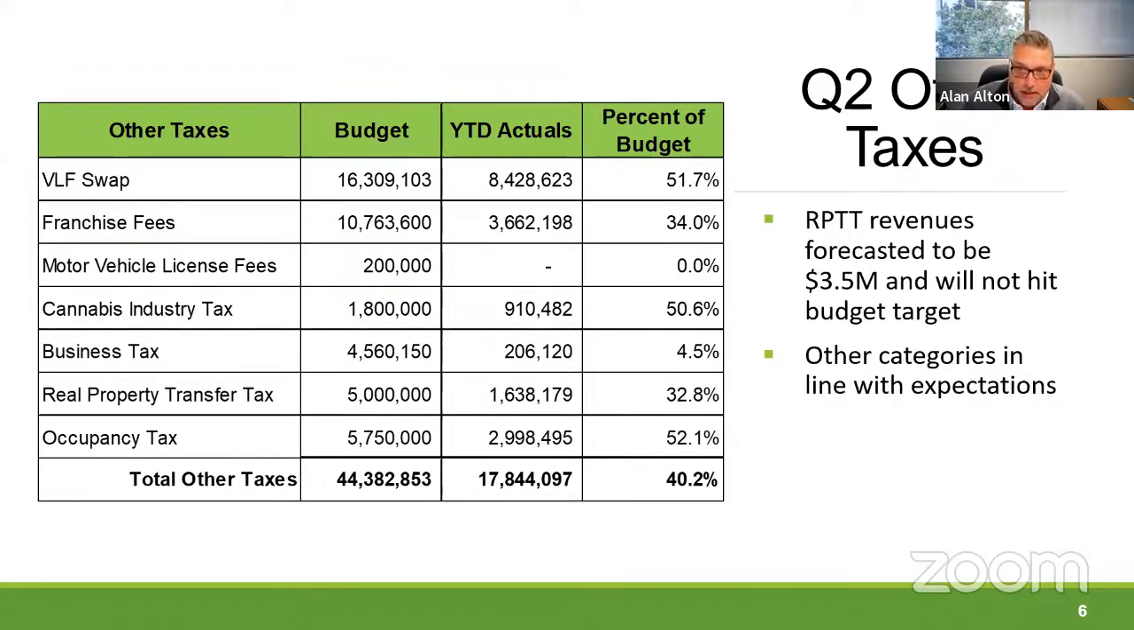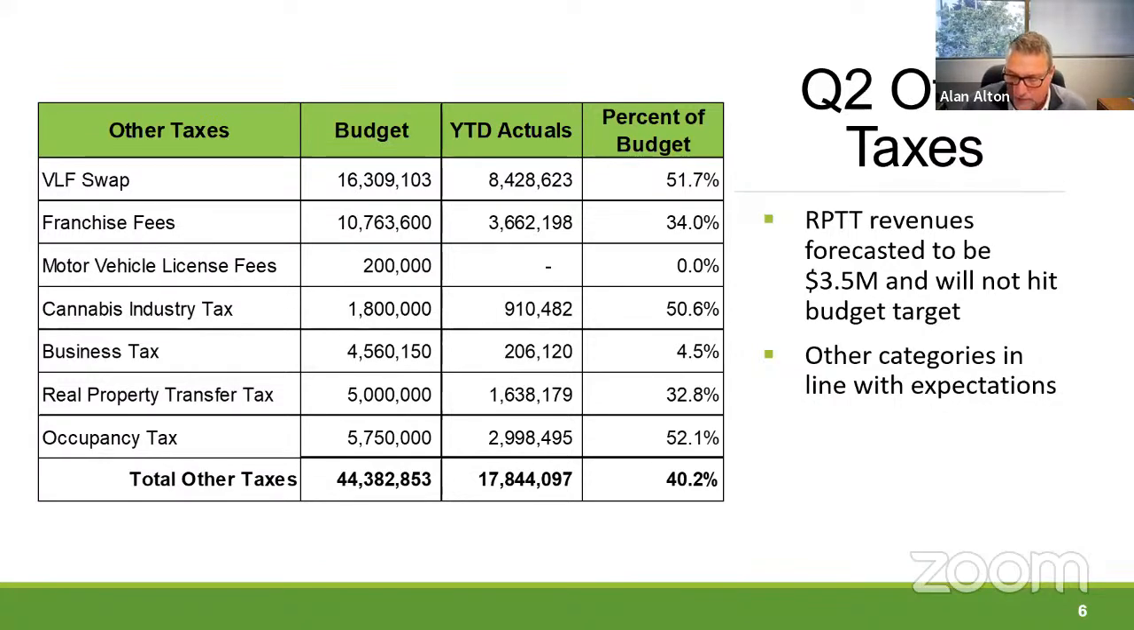Franchise fees, there is a substantial amount that comes in from PG&E in April, so in the fourth quarter is when we start seeing that. So even though it shows that we're behind right now, we know that that's going to come later on in the year. The small amount of true motor vehicle license fees that we get that's not a part of the VLF swap, we receive that in March, so that'll be in the next quarter. We'll get those.